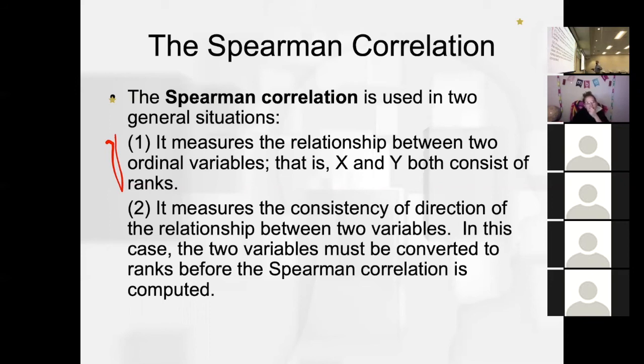Now we're going to correlate those. And it measures the consistency of direction of the relationship between two variables. And in this case, you would have to convert to ranks before using that Spearman correlation. So this one is for only ordinal variables. Yes, exactly. Yep, you only use Spearman, although it's going to look very familiar. You only use Spearman when you have ordinal data.